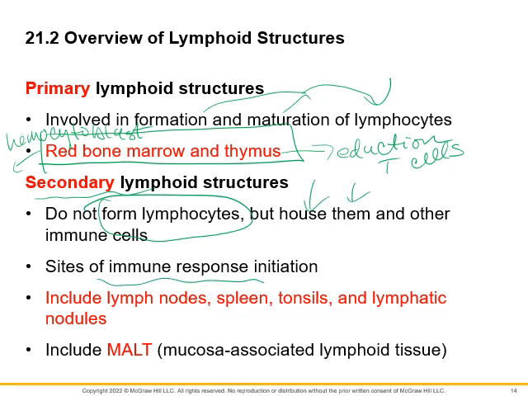So these are sites of initial immune response. These are going to be lymph nodes, the spleen, the tonsils, lymphatic nodules. We didn't really talk about these. And then MALT.